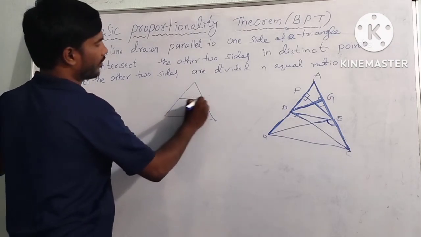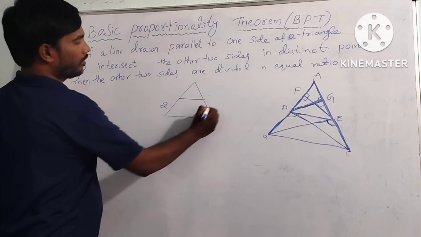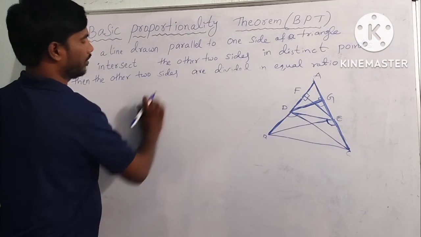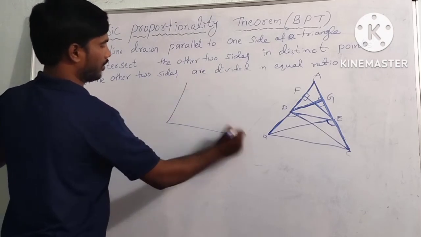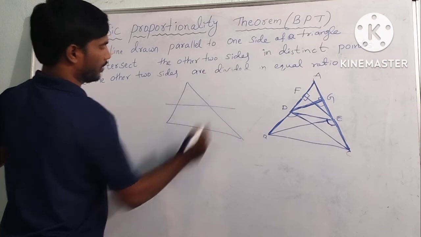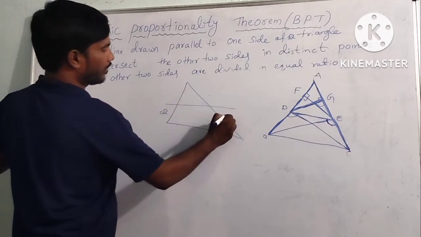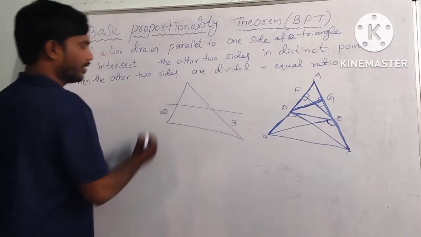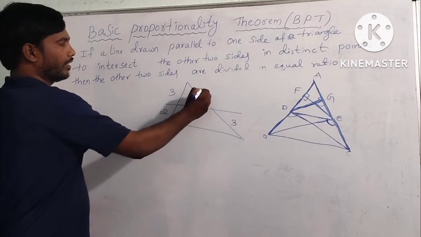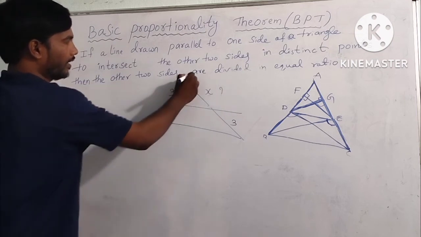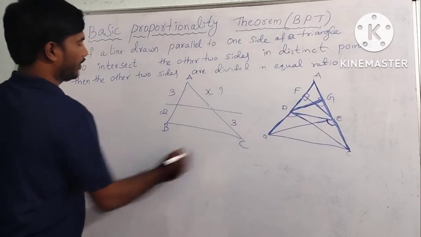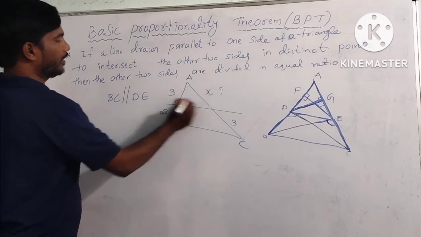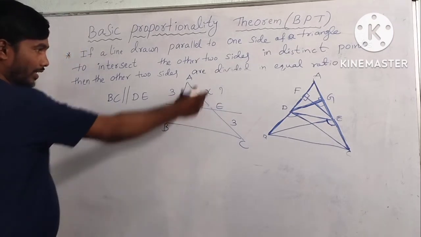Here he gave 2, here he gave 3. Triangle, here he gave 2, here he gave 3, and here 3, here how much? And he mentioned ABC is a triangle and BC is parallel to DE. So x is equal to how much?